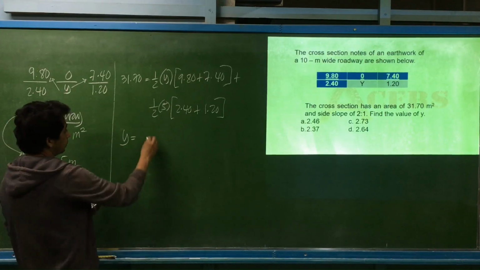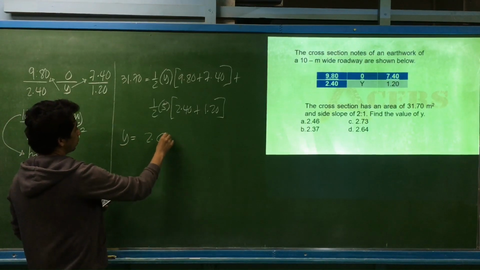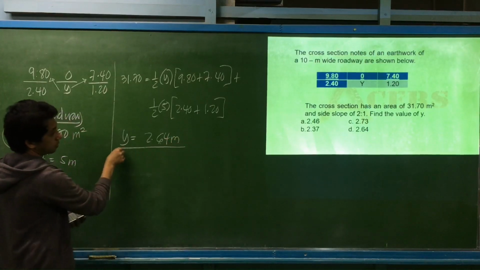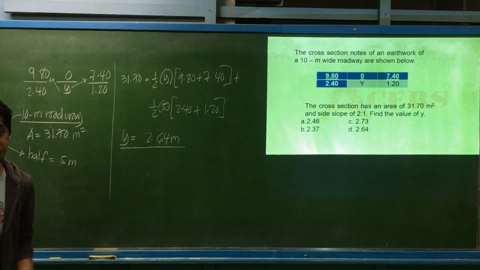So the value of y is equal to 2.64 meters. So that is letter D.